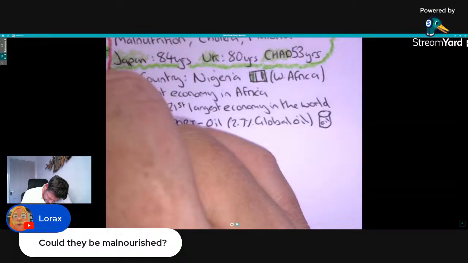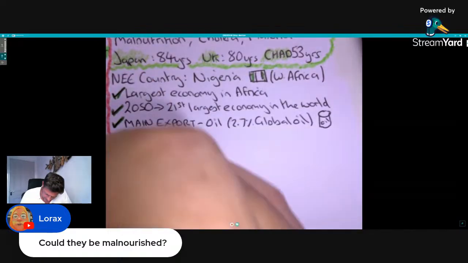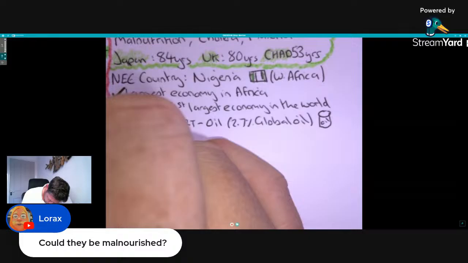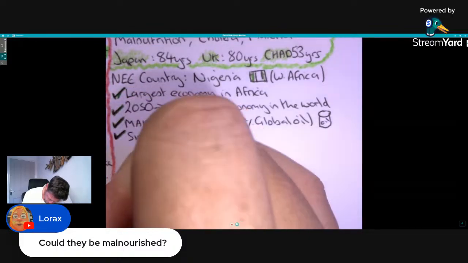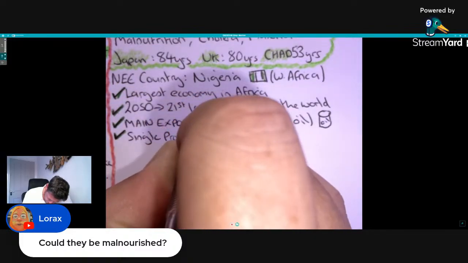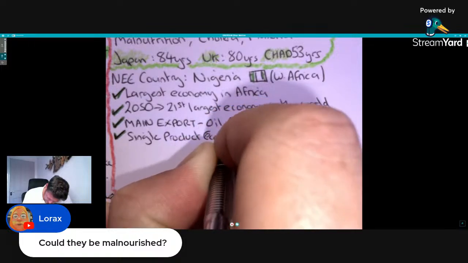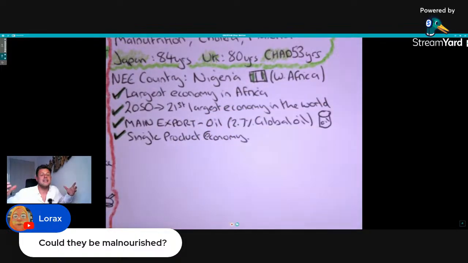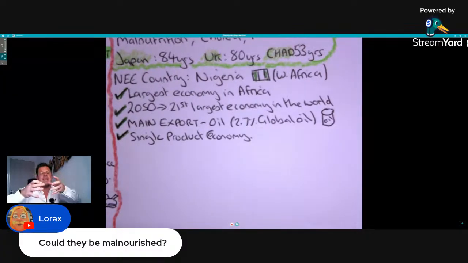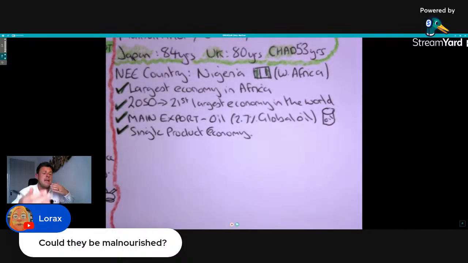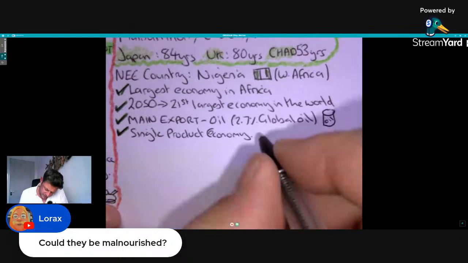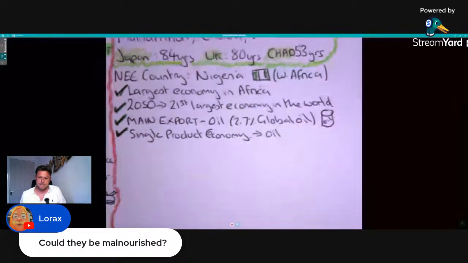The main thing it sells is oil, and Nigeria is described as a single product economy, which basically means that when the oil price is high, Nigeria is making a lot of money because that's what it sells. But when the oil price crashes globally and oil prices are low, Nigeria makes less money for its economy. This is the main product that it sells. It's got a very dangerous strategy of relying on one main thing for its exports. But that's it. It's a single product economy, and that is oil, the oil sector.